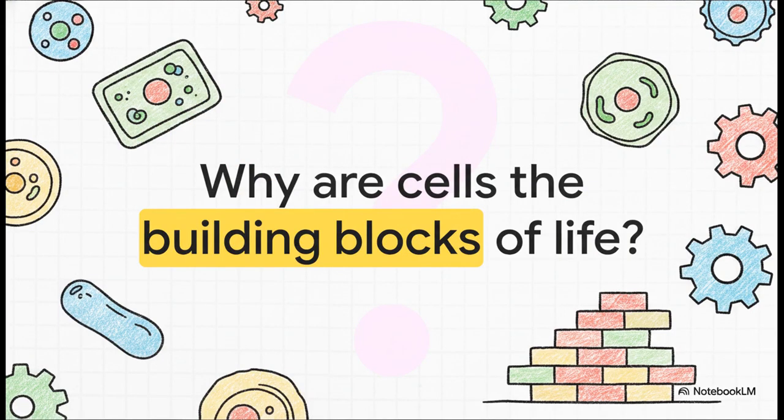Let's look at a worked question. Explain why cells are said to be the building blocks of life. When you see this on the test, remember to use this exact phrasing. Cells are the basic structural and functional units of life. Highlight those words. They are the smallest individual units that make up an organism and perform all necessary life processes.